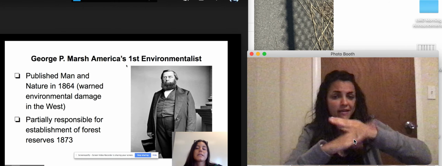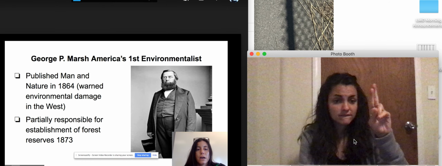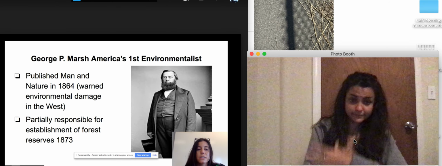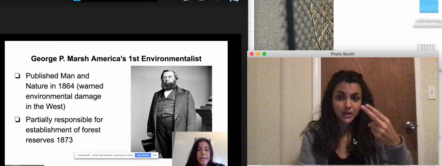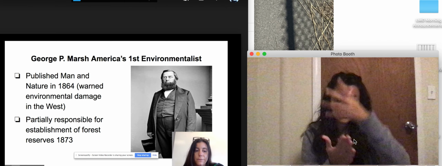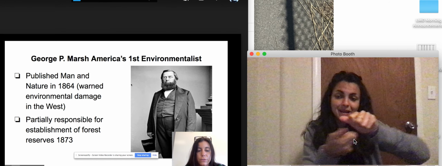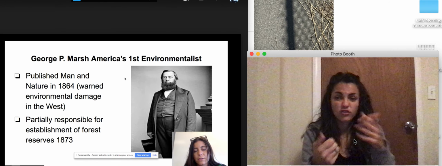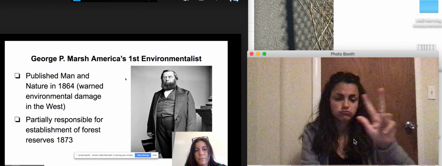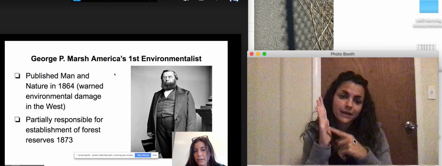Now we're going to be looking at some examples of environmentalism and conservationism. So let's take a look at George P. Marsh, who is America's first environmentalist. He published Man and Nature in 1864. He warned against environmental damage in the West. He is also partially responsible for the establishment of the forest reserves in 1873. Now, these slides are just some examples. You don't necessarily have to memorize these people. These are just some examples of what an environmentalist might do.